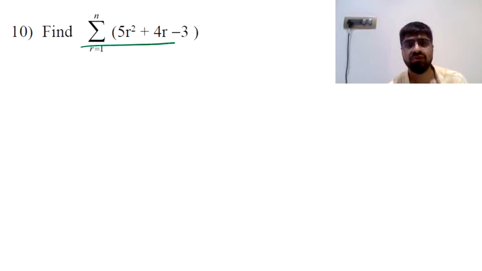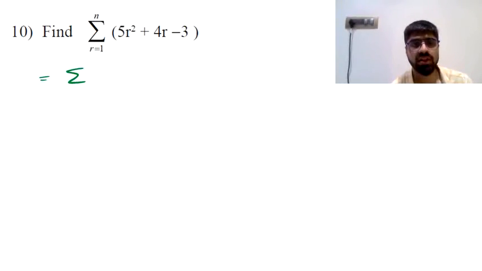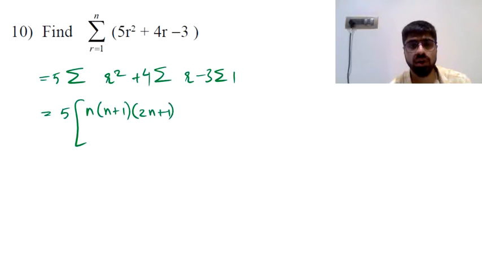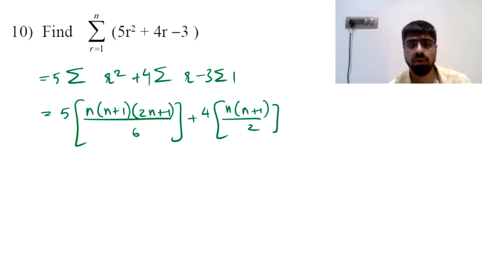So here you have summation of some expression. To evaluate these kind of questions, we first split the summation, and that will give us summation of 5r square plus summation of 4r minus summation of 3. The constants can be taken out of the summation, so we have a 5 here, we have a 4 here, and 3 also can be taken out, so 3 summation 1. 5 summation r square is n plus 1 and 2n plus 1 the whole divided by 6, plus 4 times summation r will be n plus 1 divided by 2, minus 3 times summation 1 will be equal to n.